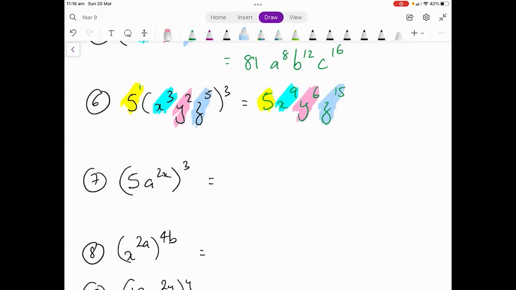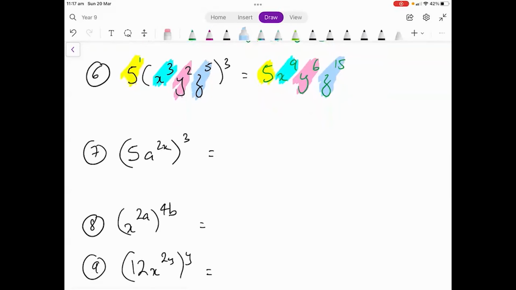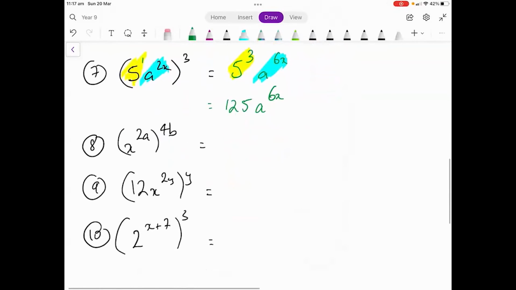That stays as 5. Question 7, you can see here that the 5 is inside the brackets, so that becomes 5 to the power of 3. And a to the power of 2x, that power also gets multiplied by 3. 2x times 3 is 6x. And we can write 5 to the power of 3 as 125. So we can also say that that's 125, a to the power of 6x.